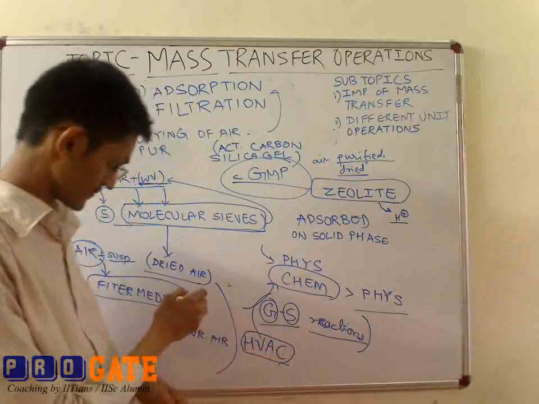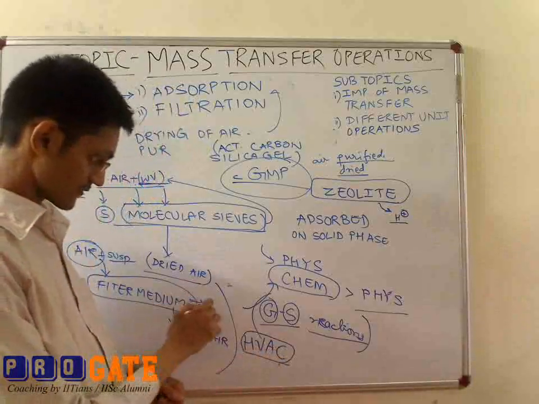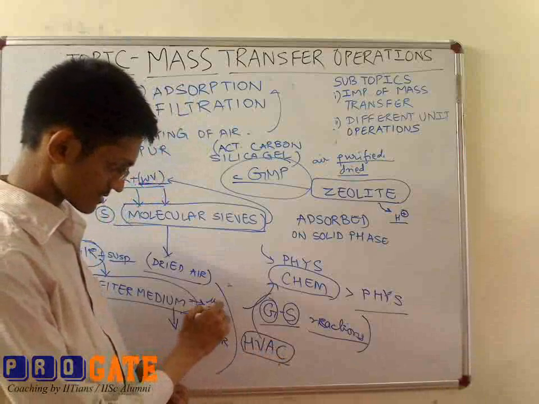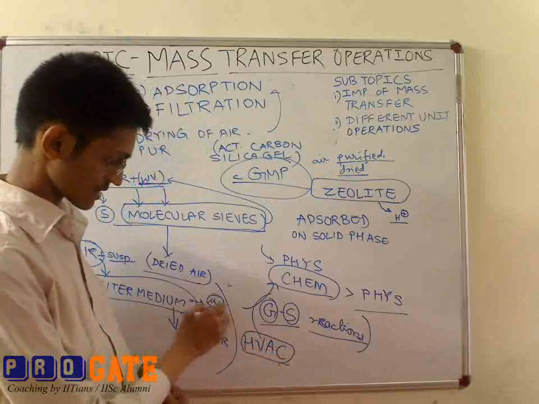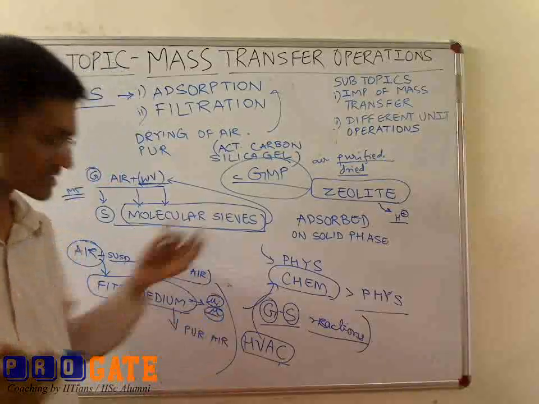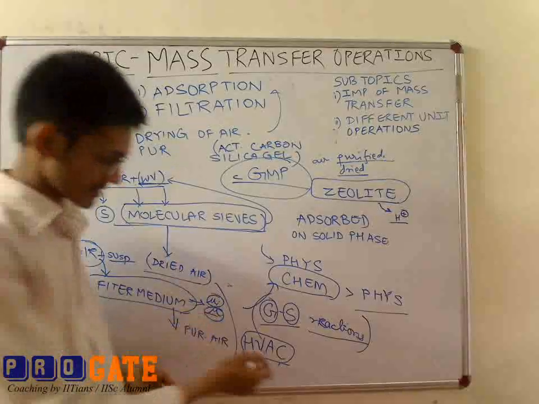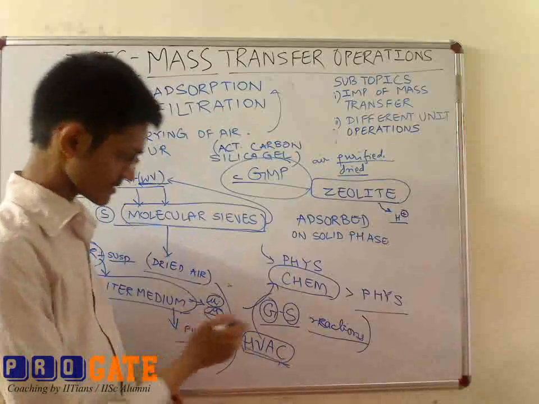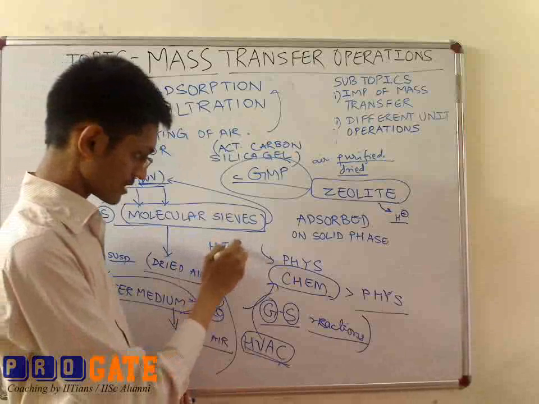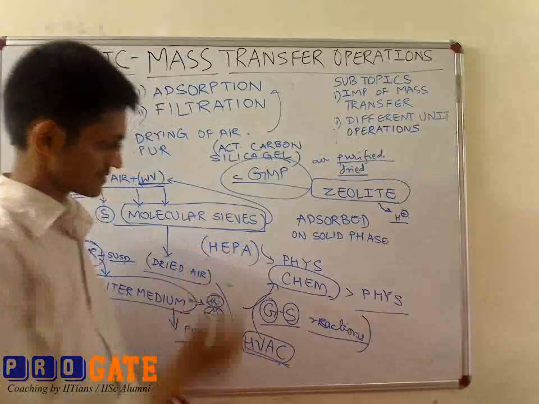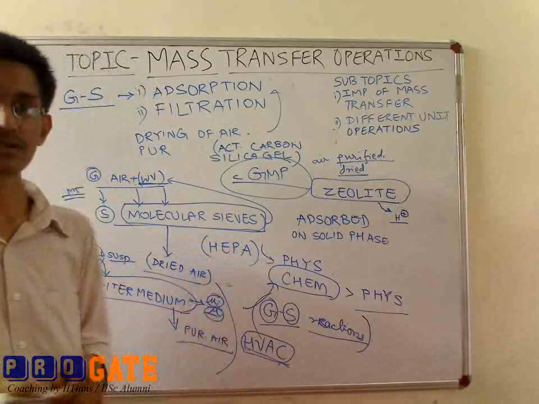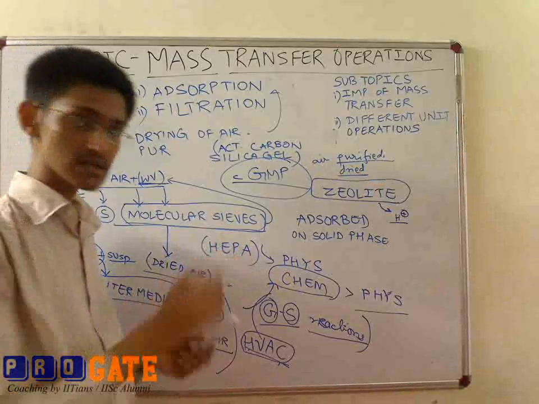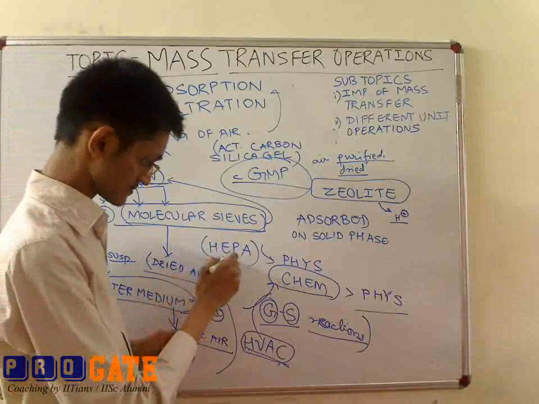We first go for a filter medium, again a porous material of different pore length and pore size. So again, first you would remove the coarse particles and then the fine particles, and hence you get the purified air. This is done using HEPA filters, which mostly the pharmaceutical industries and food industries make use of. HEPA stands for High Efficiency Particulate Air Filter System.